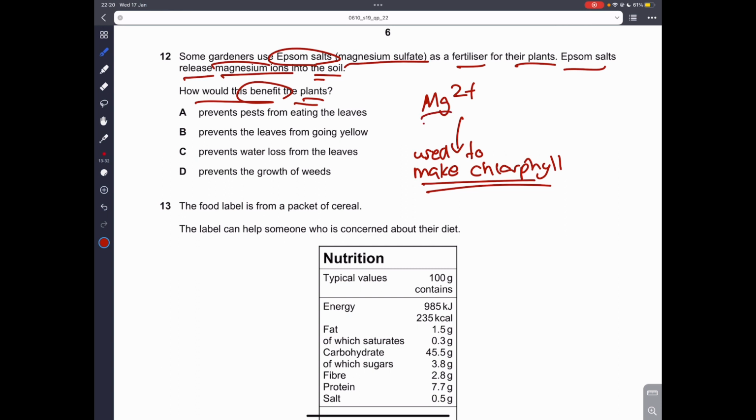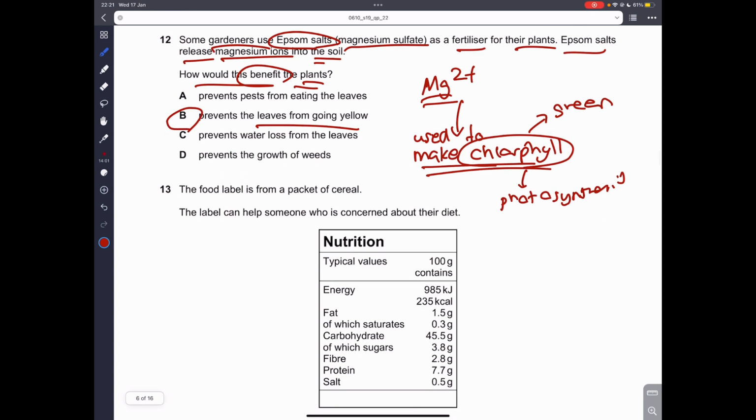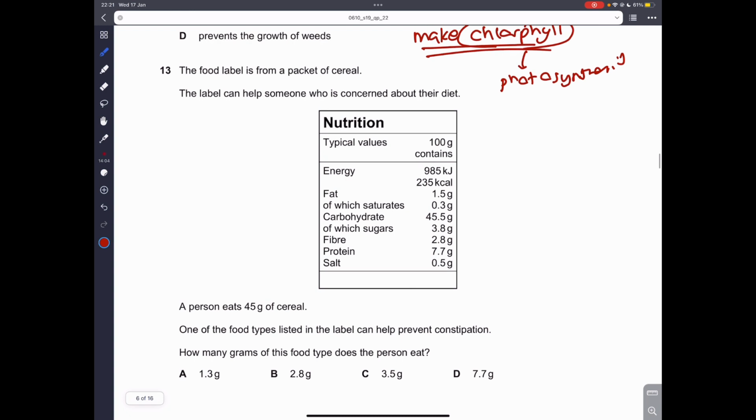So if there is more magnesium, there is more chlorophyll, then there is more photosynthesis. Now if there is more photosynthesis, then it will prevent the leaves from going yellow, right? Because chlorophyll is actually a green pigment. Now if there is a large amount of chlorophyll being made, then it's obviously going to turn green, so it just prevents the leaves from going yellow.